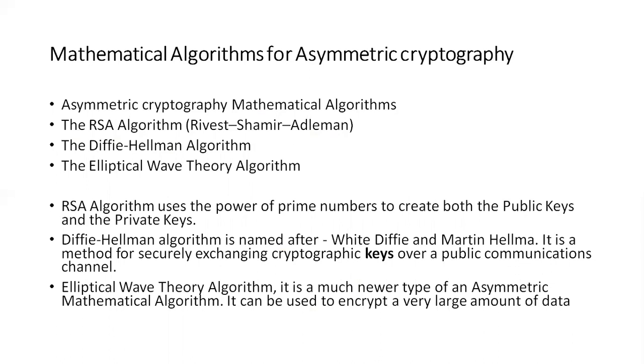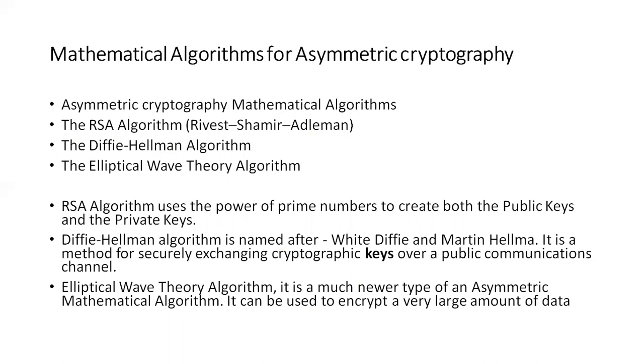Generally, in the case of asymmetric cryptography, the sender has to obtain the public key of the receiver. In that case, that key has to be transmitted through some channel. So in order to ensure that the key sent by the receiver is received only by the intended sender, we can adopt the Diffie-Hellman algorithm.